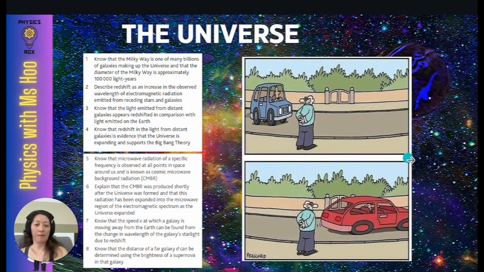If we look at this comic, which is a very famous comic, it's very high-level thinking. What this comic is depicting is that light from an object moving towards us will appear blue shifted, whereas the light from an object that's moving away from us appears to be red shifted.